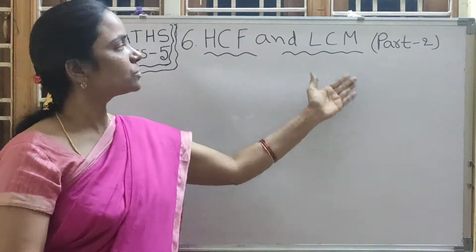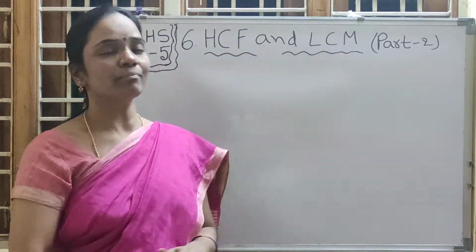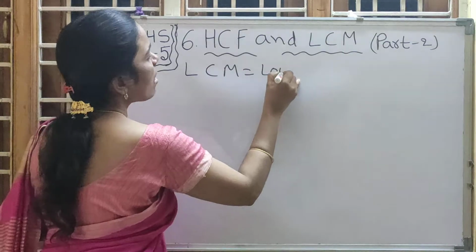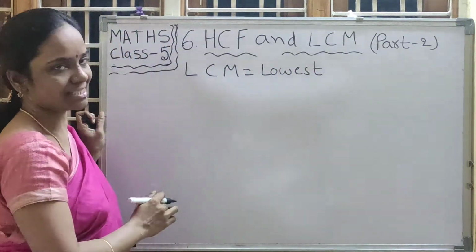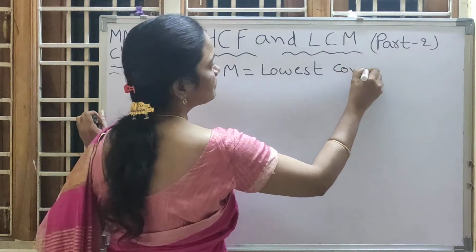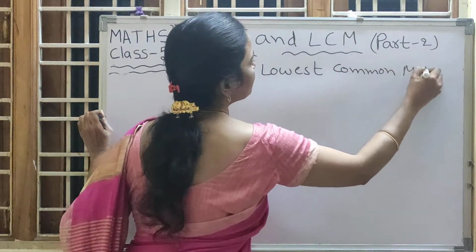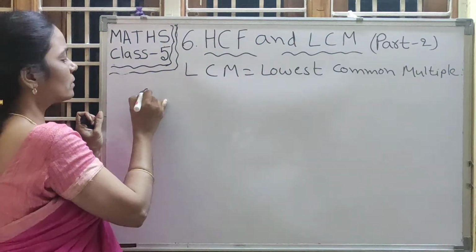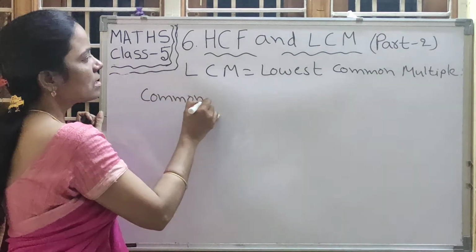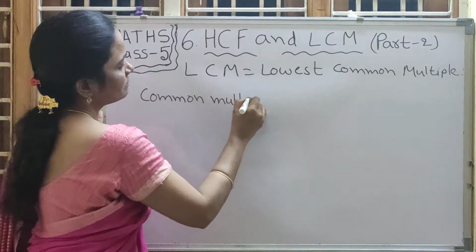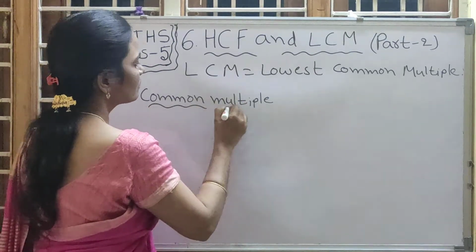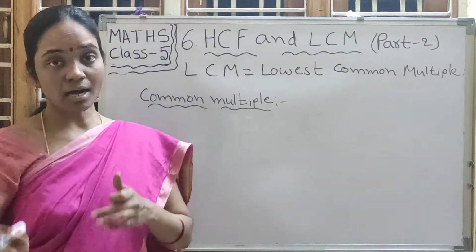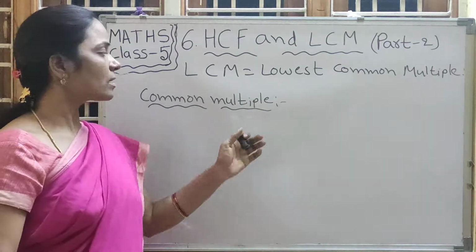In this part 2 class, we are going to learn about LCM. What is meant by LCM? Yes, LCM means lowest common multiple. Lowest means smallest. Lowest common multiple. Okay, children? What is meant by common multiple first? Common multiples means the multiples which are common to the given numbers are called common multiples.